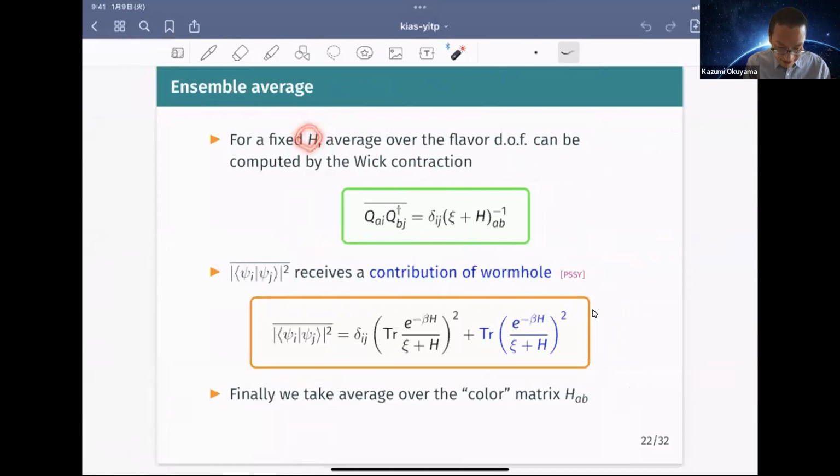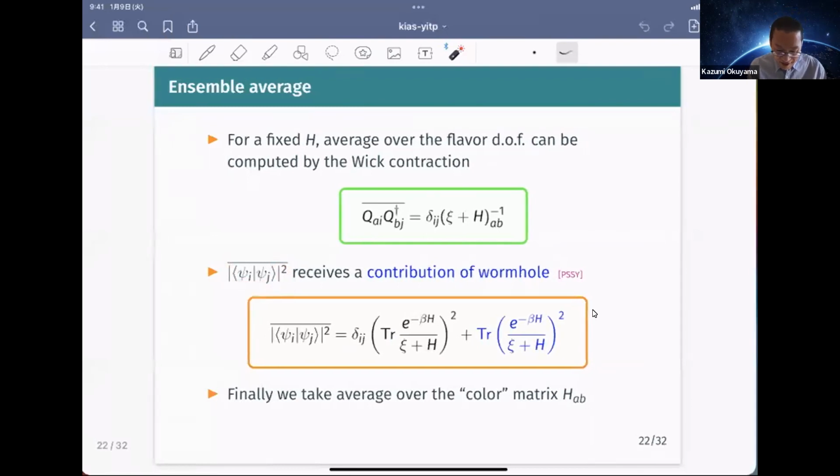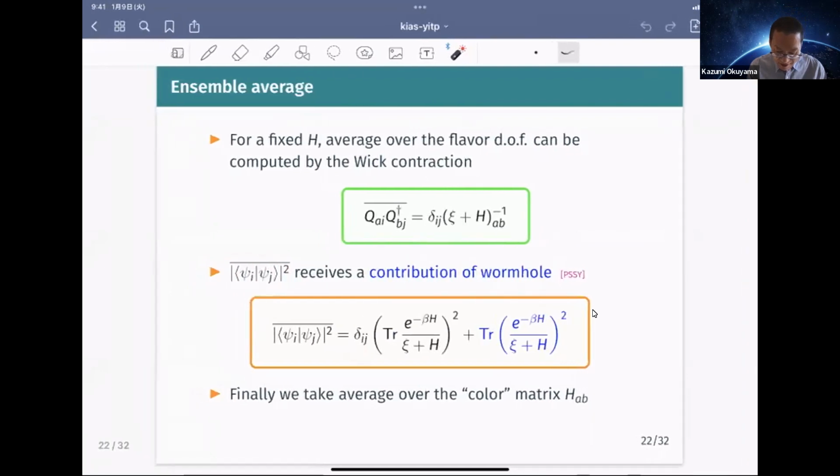For a fixed random matrix H, the average over the flavor degrees of freedom can be computed by just a Wick contraction, because the Q variables, the flavor degrees of freedom, are Gaussian distributed. Using this kind of rule, one can compute, say, the average of the modulus squared of the matrix element overlap of the states. One can show that this modulus squared average receives two contributions. One is the trace squared, and the other is the single trace one. The second term turns out to be the contribution of the replica wormhole, which was originally discussed in the PSSY paper.